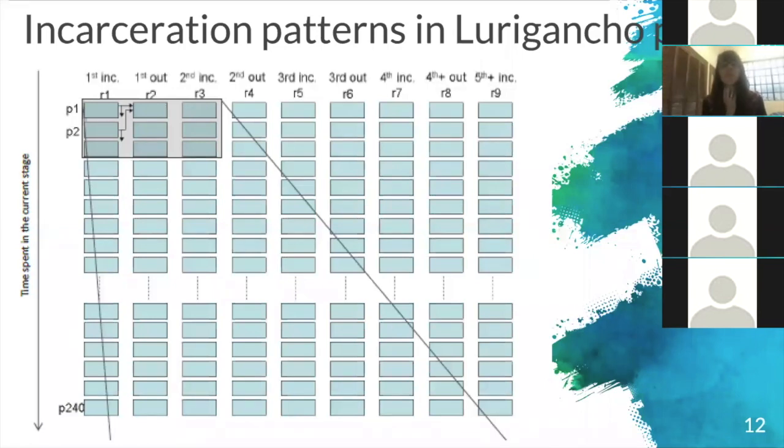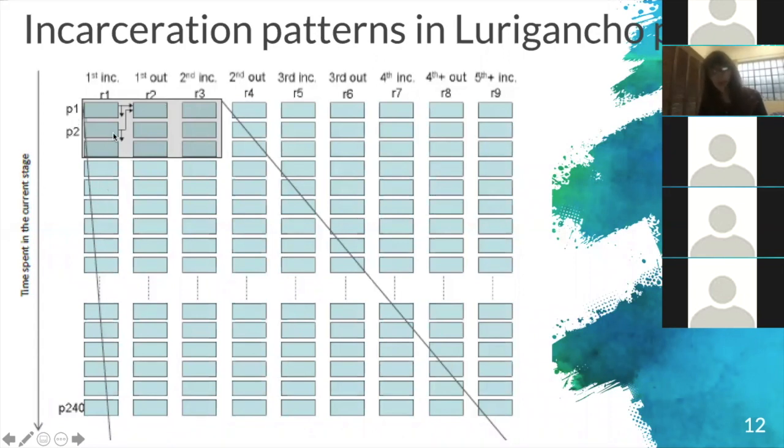So this was a partial differential equation model. And that means that you can look at dynamics over two different dimensions. And in this case, it was both time and time spent in prison. And so you can see that here people, when they entered prison, they enter the first month in prison and they move to the second, third, fourth, fifth month, et cetera, of their sentence.